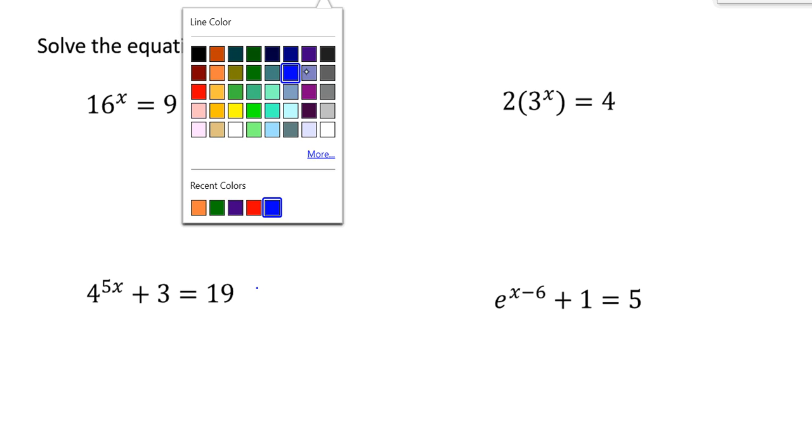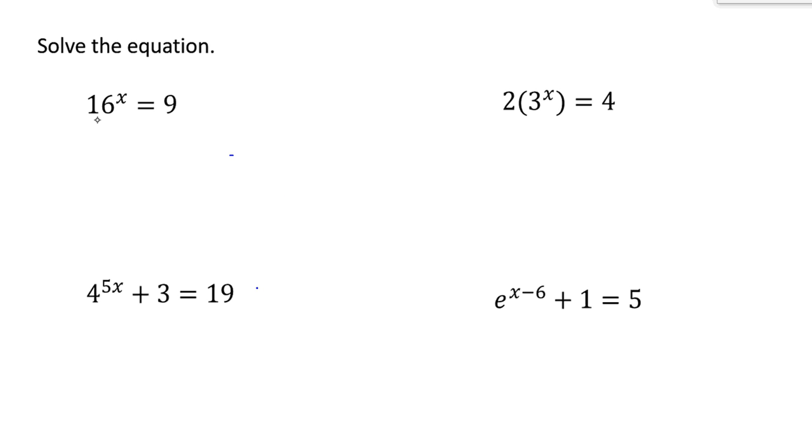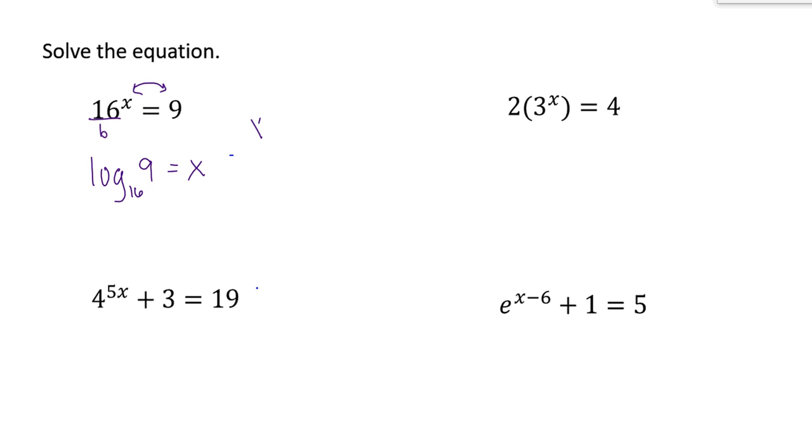So the first thing you're going to do is transfer it into log form. Here's your base. That's your b. These guys switch sides. So write the word log, put your little b down there, and then you swap. 9 now goes over here, and x goes over there all by itself. Okay, flip-flopping it using a mirror image.